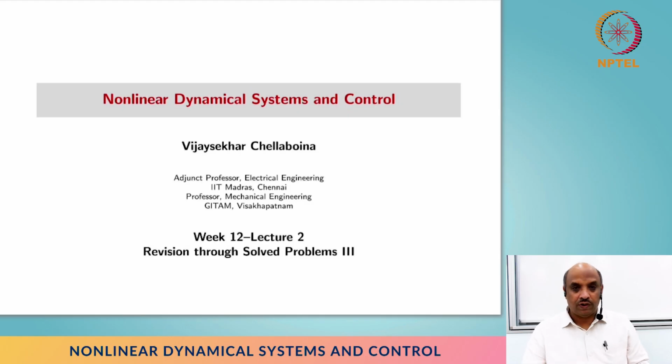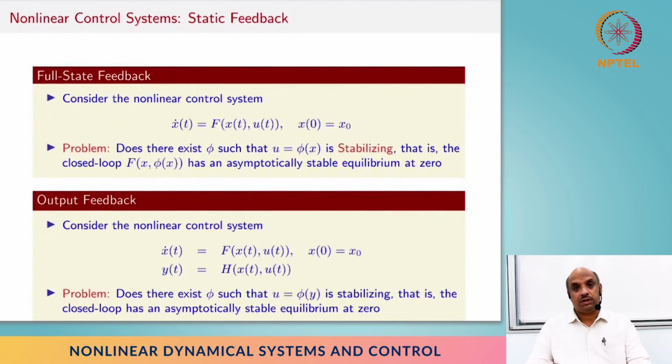Welcome back. So we'll continue this revision through solved problems. So we have seen stability and of course followed by dissipativity, and that's kind of the analysis side of things. And we looked at applications to robustness. Of course, the most important thing as an application is actually how do we use this in feedback control. If the system doesn't have stability, can we stabilize it?